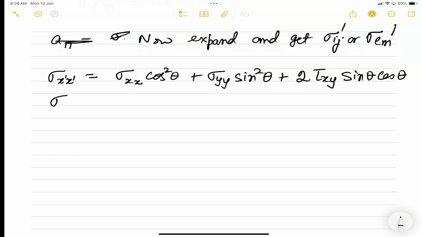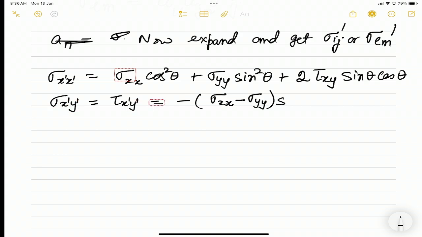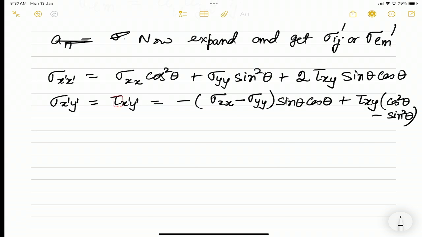Similarly, if I find sigma x prime y prime, which is equal to tau x prime y prime, this will be equal to minus of sigma xx, so you expand this and this is what you will get. Okay.